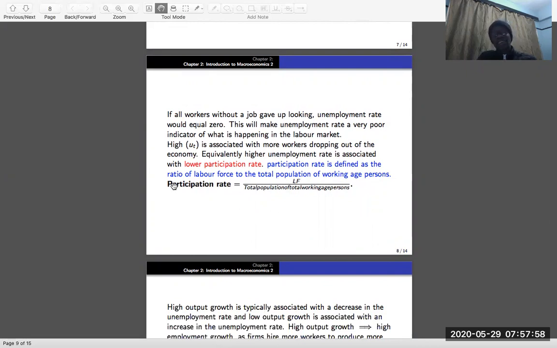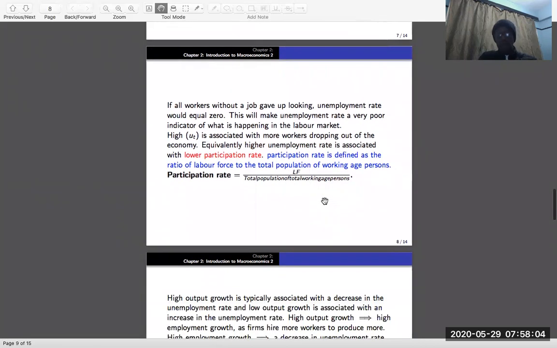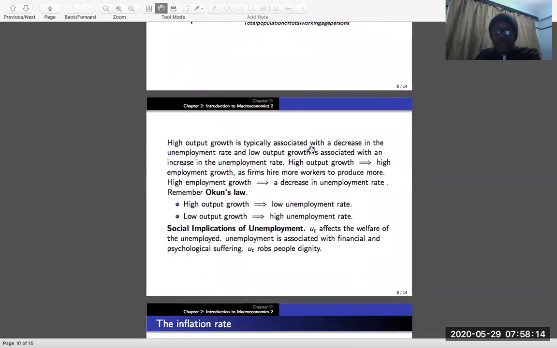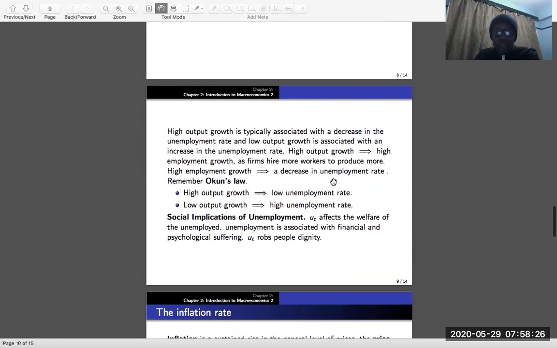So again, your participation rate is your labor force over the total population, of all working age people. Now, all these are in chapter 7, and we will discuss chapters 6 and 7. I think when you talk about the labor market, you will find this in the medium run, right? Higher output growth is typically associated with a decrease in the unemployment rate, and lower output growth is associated with an increase in the unemployment rate. Higher output growth then implies higher employment growth as firms hire more workers to produce more.